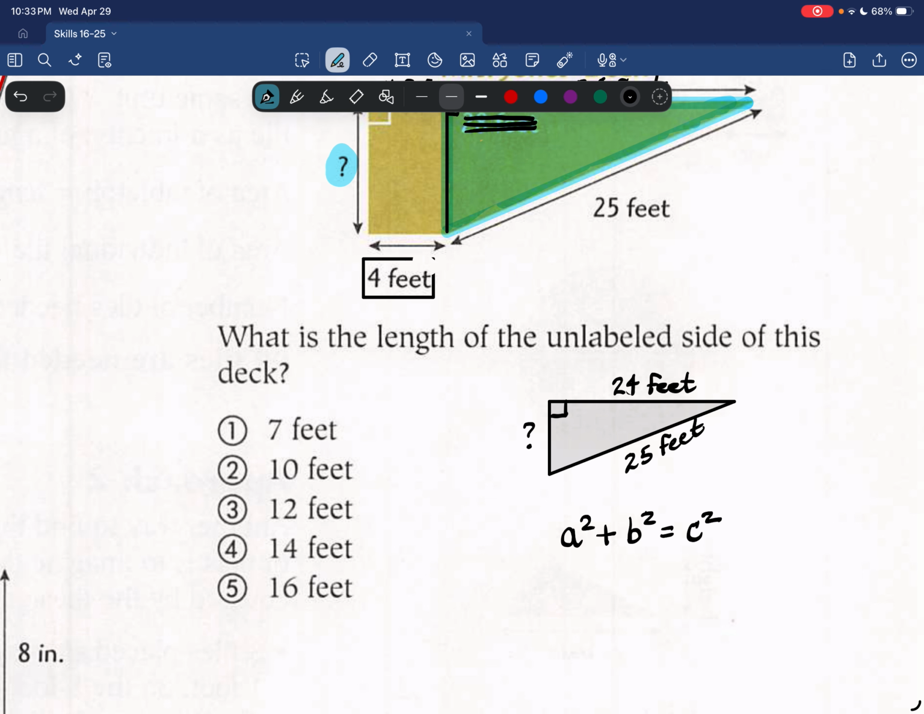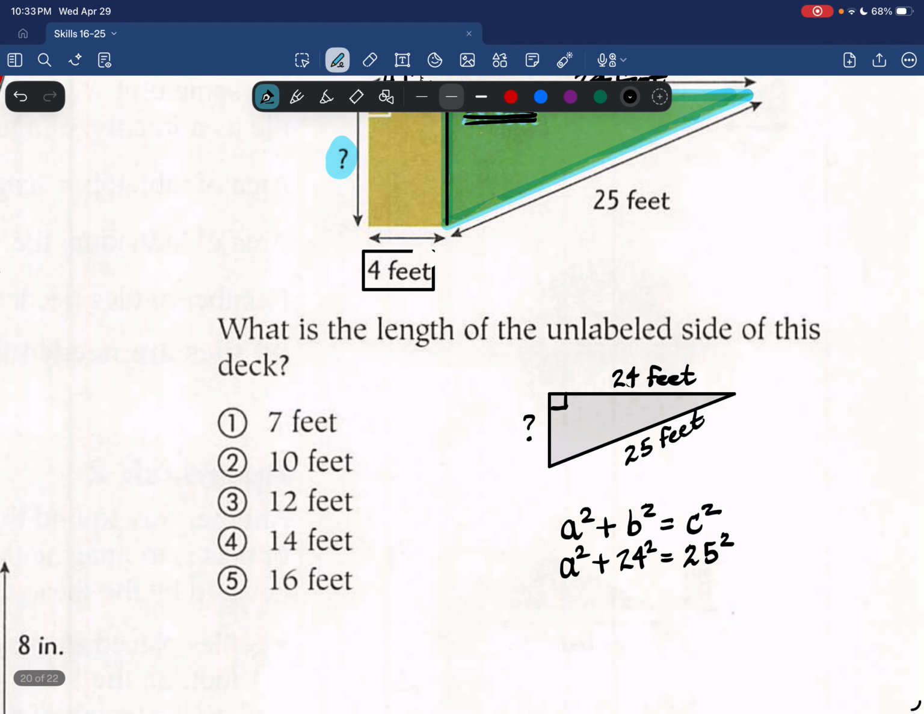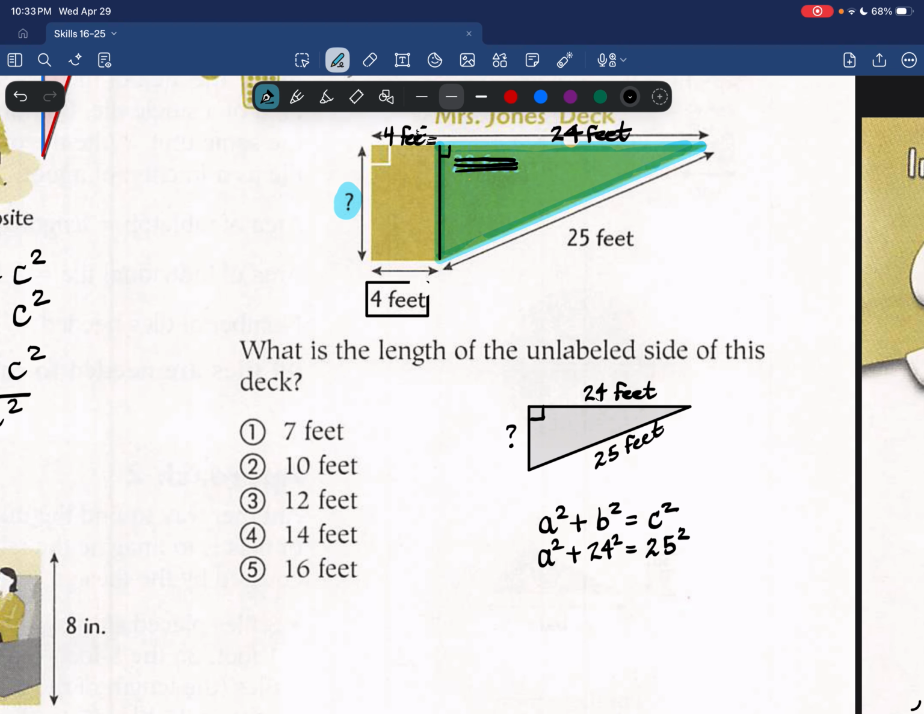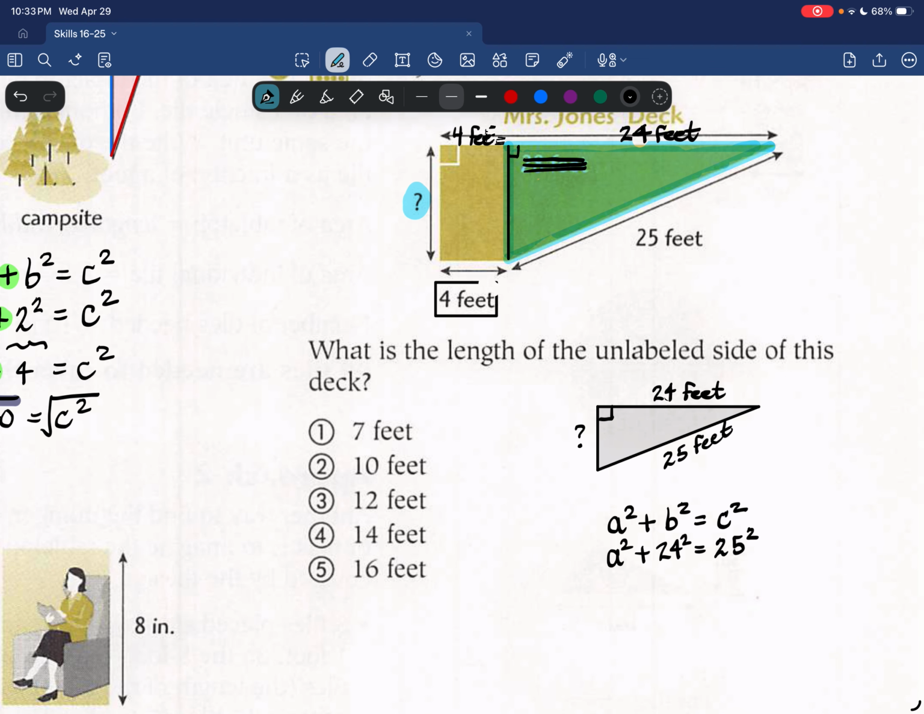That is 24 feet. So I don't know one of the legs, but I know the 24 is one of the legs. And I know that hypotenuse is 25, and it is the longest side. Please say I can use a calculator. I know some of these, but not all of them. So on my calculator, I'm going to do 24 times 24. That is 576. And then 25 times 25 is 625.